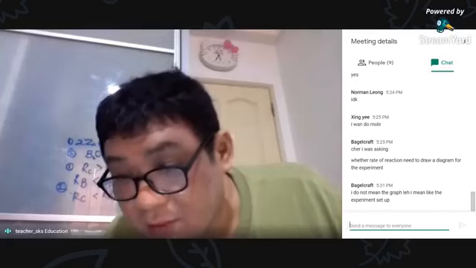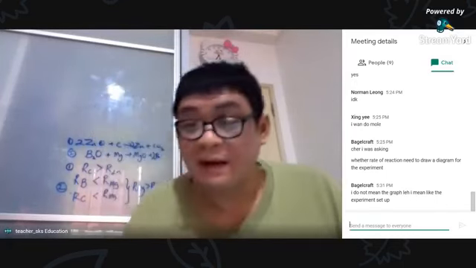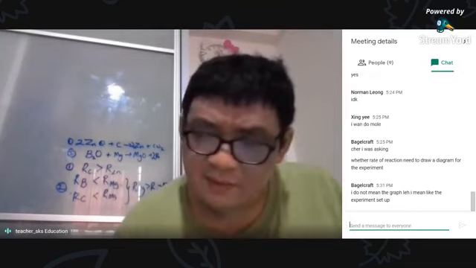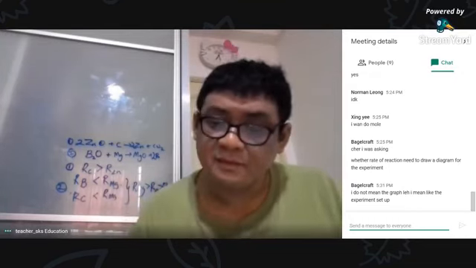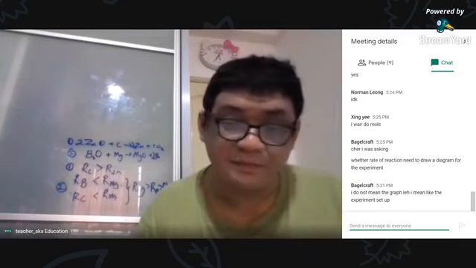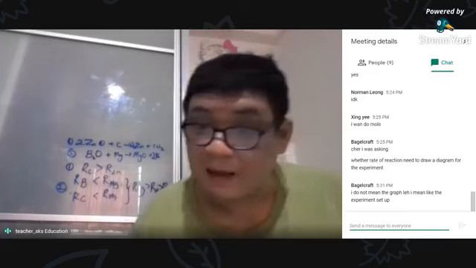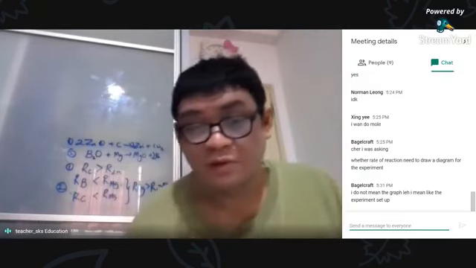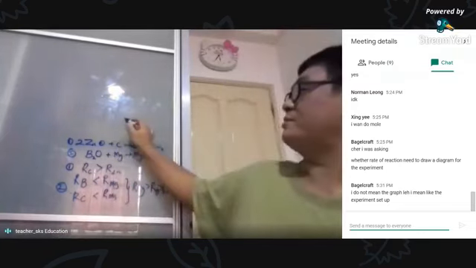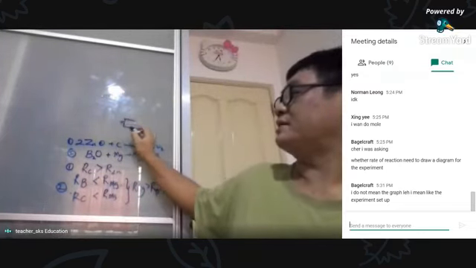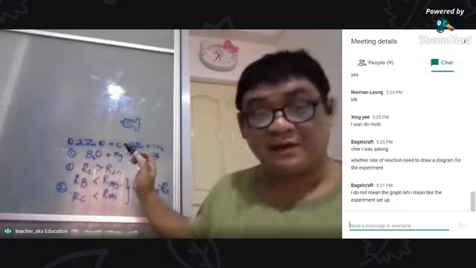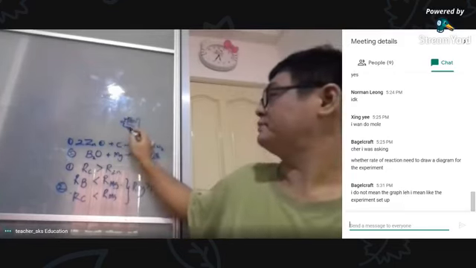I do not mean the graph. I mean like the experiment setup. Experiment setup. Okay. Answering Basil's question with regards to whether we need to do this one, the gas stream. You still remember? Because for speed of reaction, the best way is actually to see whether the gas collected. So you need to know the gas stream setup like that.